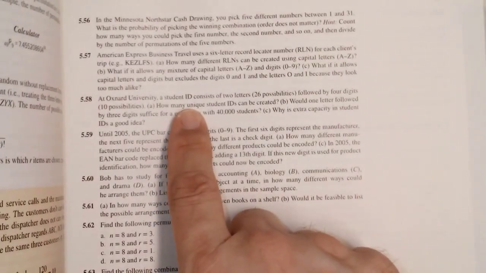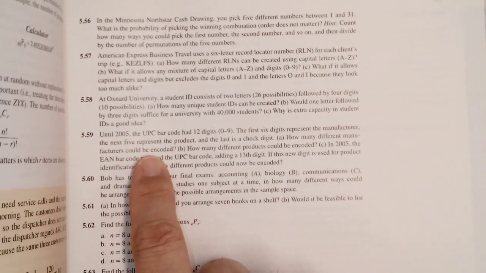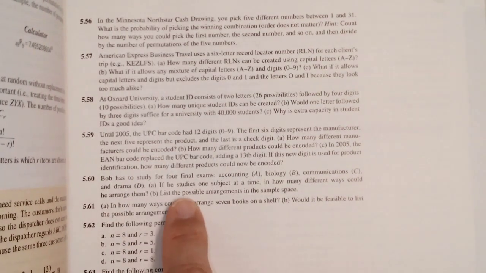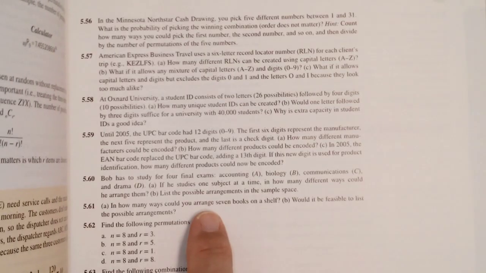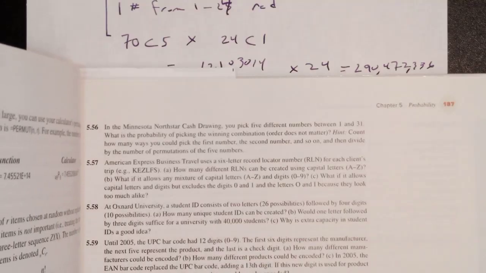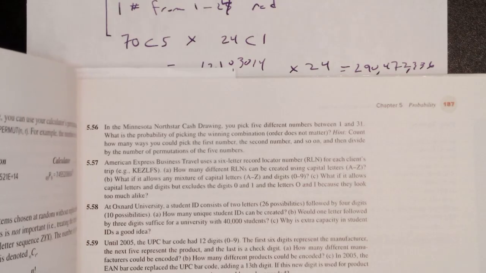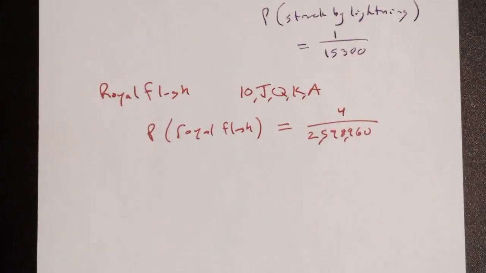Student IDs, barcodes, final exams, arranging books on a shelf. Look, there's a lottery right here. All I need to do is count the number of ways I can get what I want versus the number of ways things can happen. Most of the time, that is sufficient.